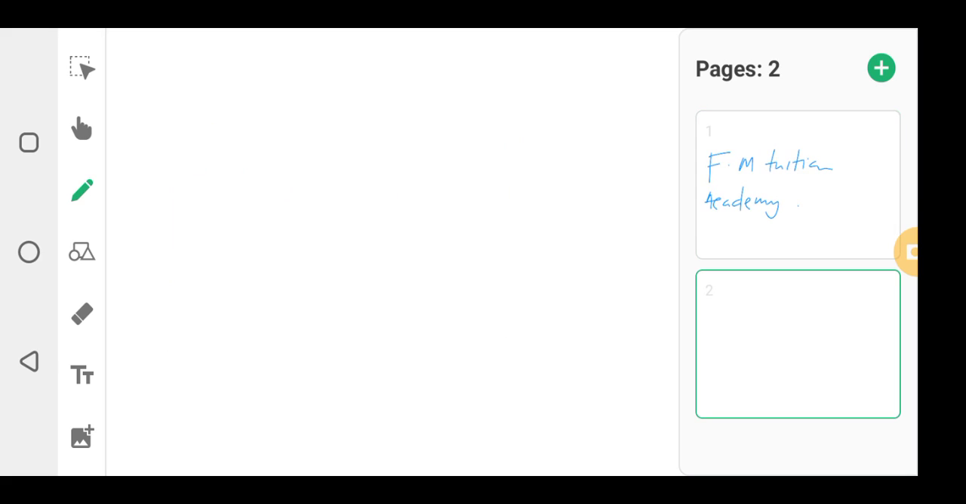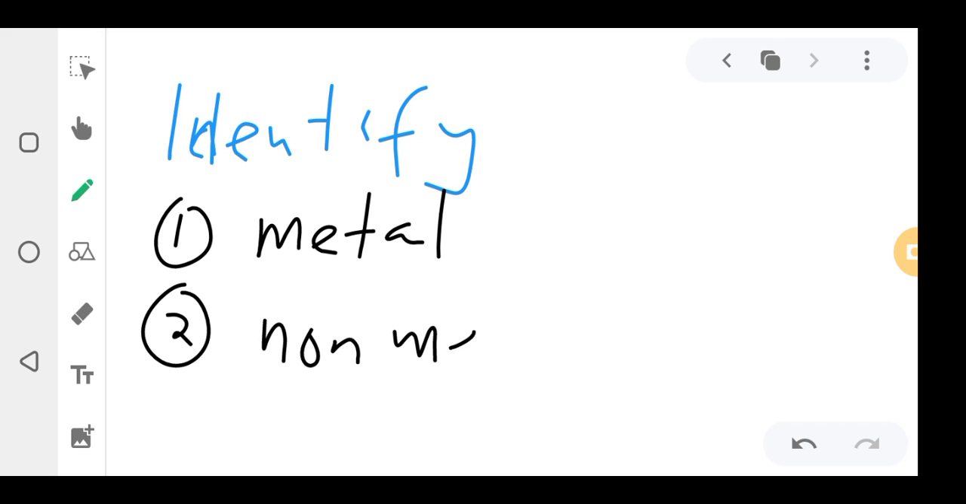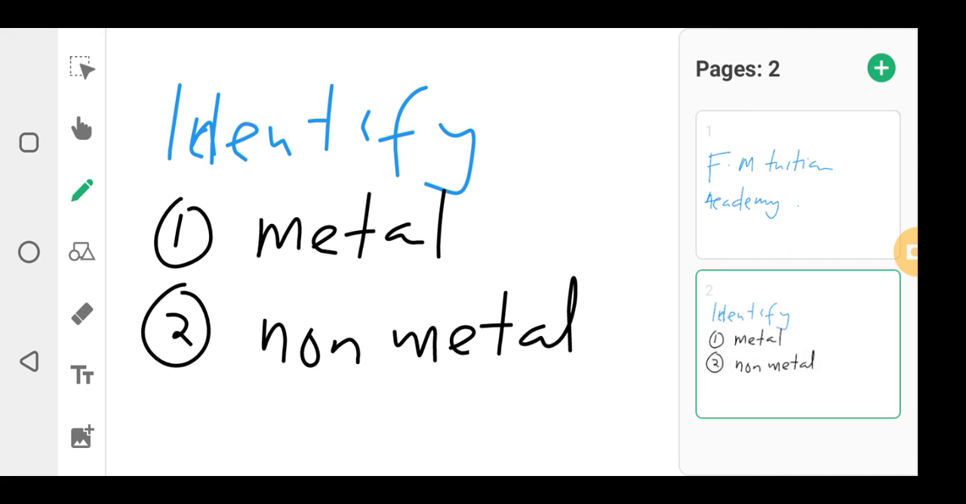Okay, today I'll be teaching on how to identify one, a metal, two, a non-metal. So how to identify a metal, a non-metal. A metal, it means it's a metal. Non-metal, it means an element that is not a metal. Okay, so these are just two elements. A metal, you know what a metal is.